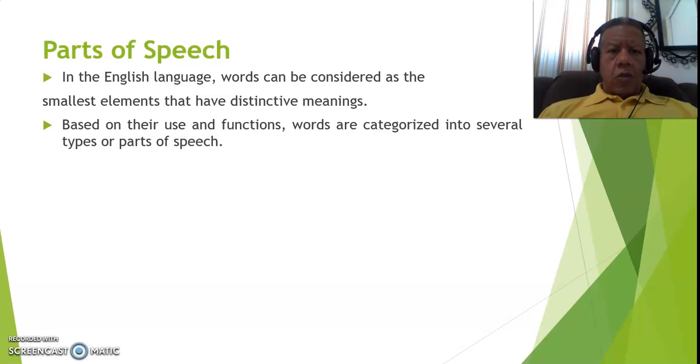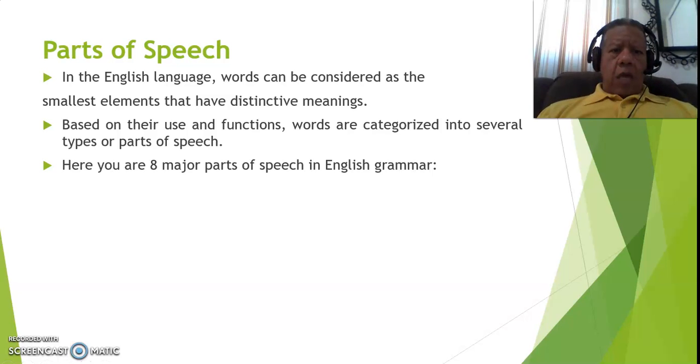Dependiendo de su función y su categoría, tenemos las siguientes clasificaciones. Here are 8 major parts of speech in English grammar. Son 8 principales partes que tenemos en el part of speech. Comenzamos con nouns. Nouns es lo que se refiere en español como el sustantivo. In English es nouns. On the other hand, we got pronouns. Pronouns o en español son los pronombres.